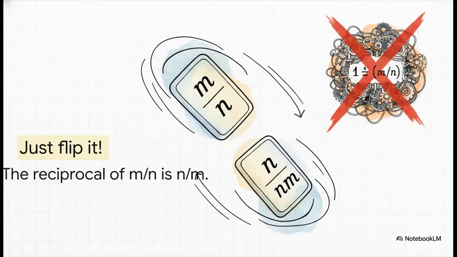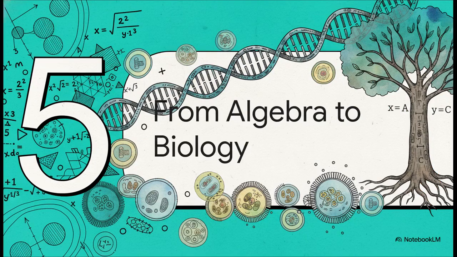The second trap is way simpler, but it happens all the time: just messing up the reciprocal. Just remember, it's not some complicated thing. The reciprocal of a over b is just b over a. That's it. Just flip it. Okay, so you've pretty much mastered the technique.